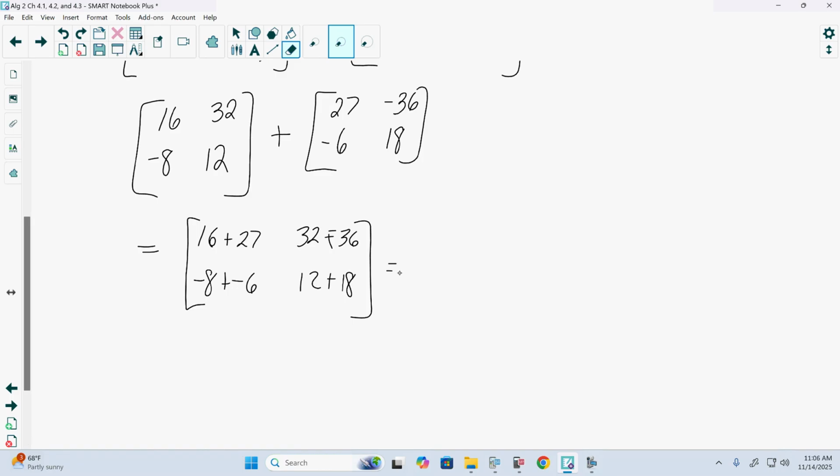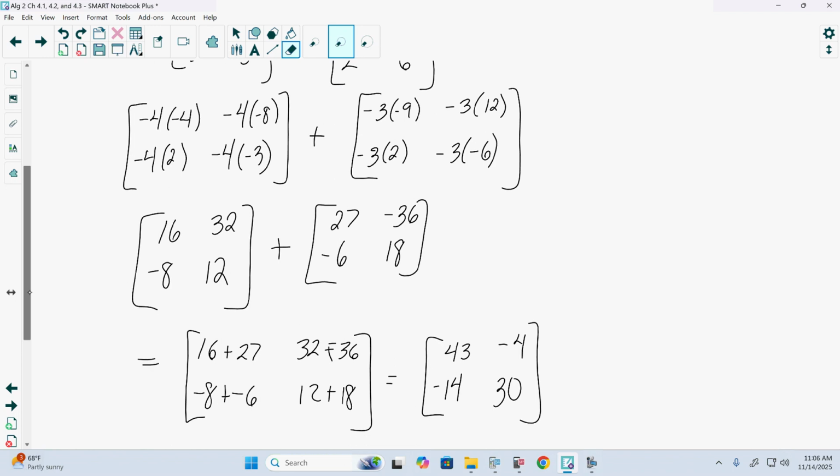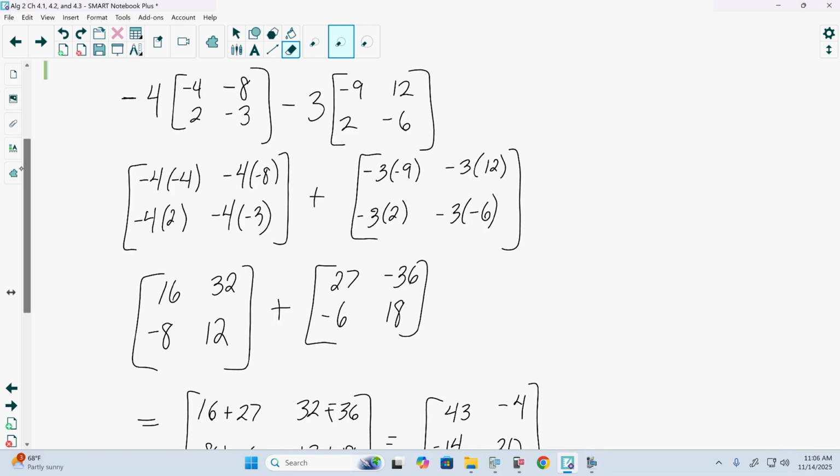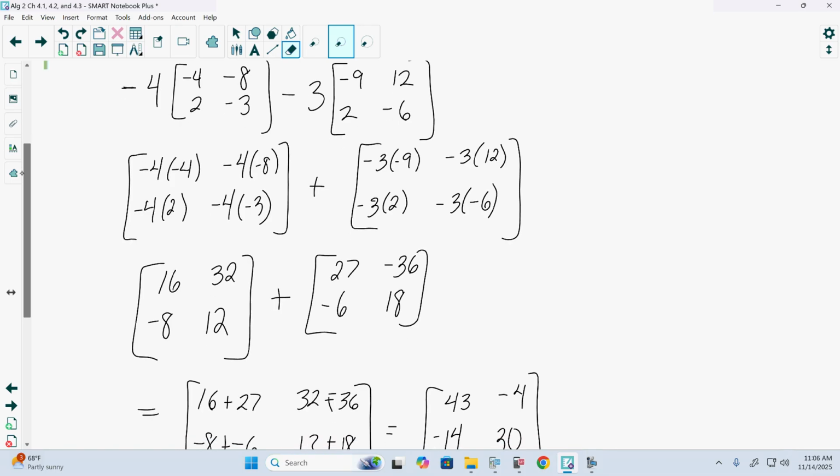So what we end up getting, 16 plus 27 is 43. 32 plus negative 36, 32 minus 36 is negative 4. Negative 8 plus negative 6 is negative 14. And 12 plus 18 is 30. As long as I didn't mess the numbers up. Yep. 6, 18, negative 36, 27, 16, 32.